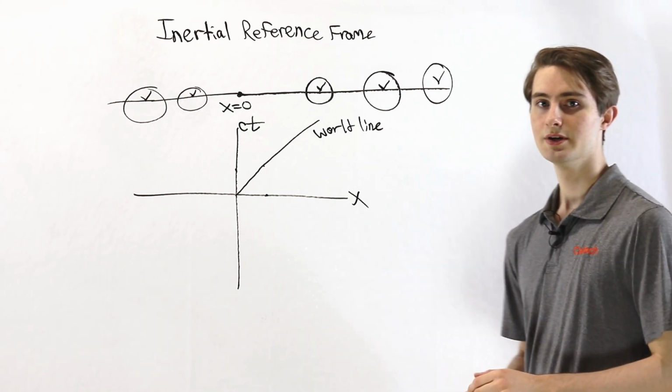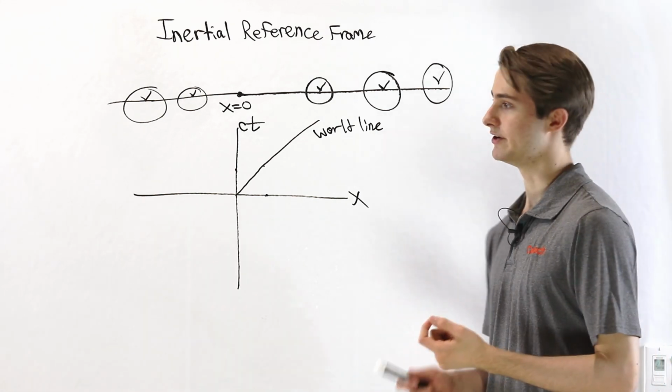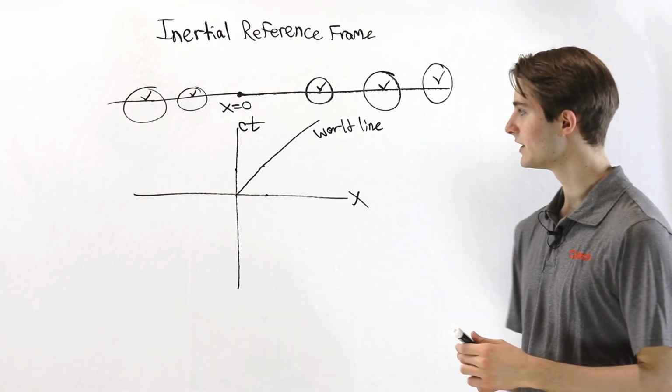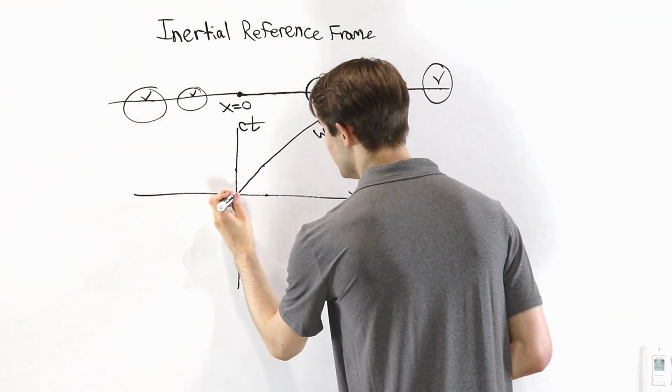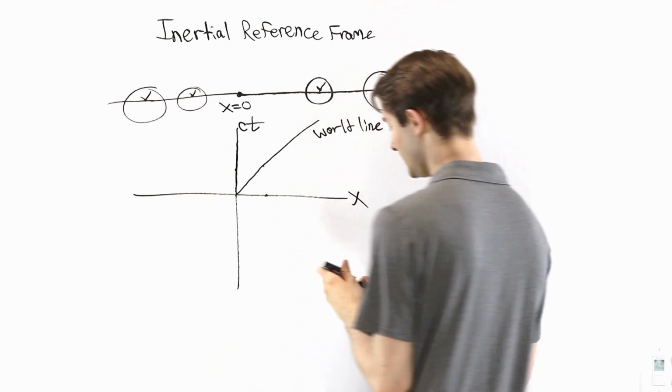As another example, if we take an object that's stationary in our inertial reference frame, then on the space-time diagram, we're going to see that as a vertical line.